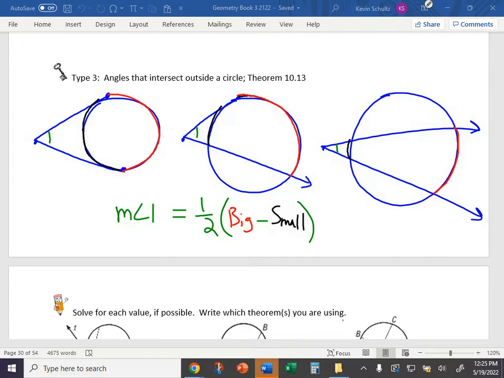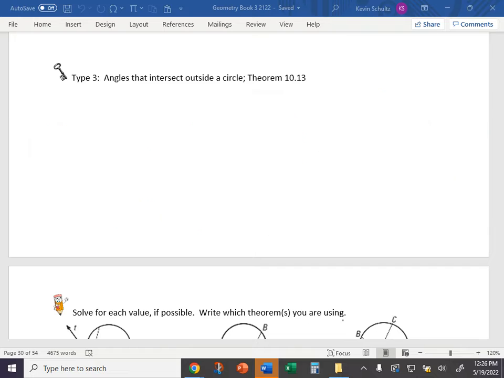So if you look back at the top of the page and kind of work our way down, the first theorem is just half of the arc. For chords, it's half the sum. For the angle outside the circle, combination of the tangents, secants, and whatever, it's half the difference, big minus small. All right? Questions on any of that? It's all just too easy? No. Okay. All right, let's look at some practice here.